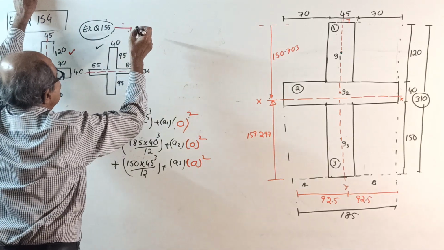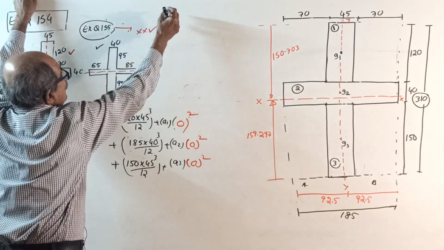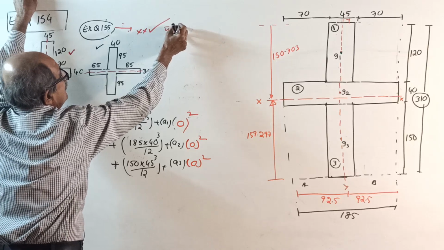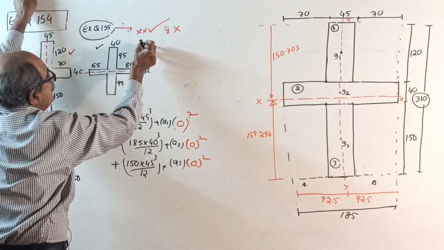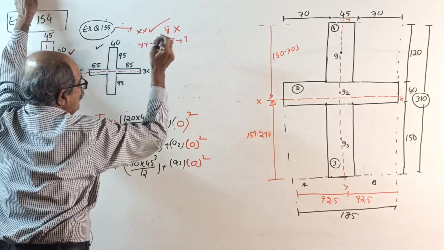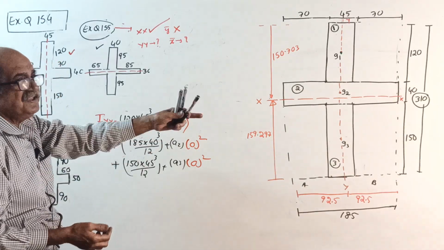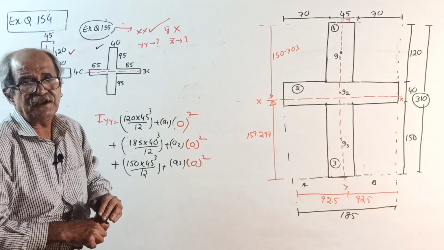155 question. In this question, x-x is directly located, so y bar is not required. To locate y-y, you require x bar only. X bar you have to find. Okay, I will find x bar, put a neat sketch, and then write the expression for moment of inertia.